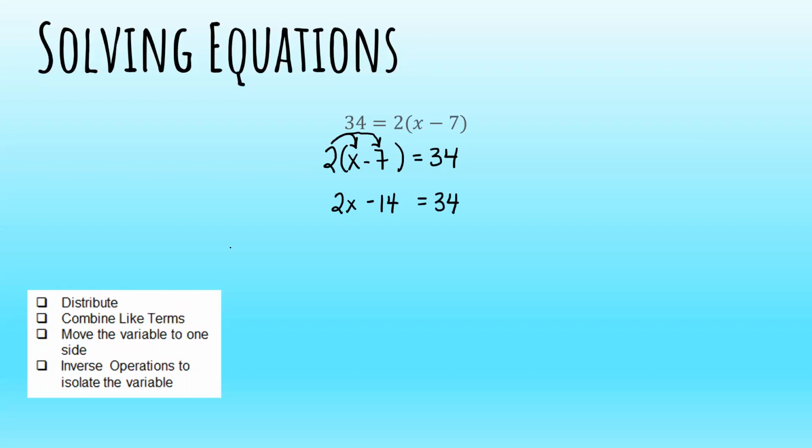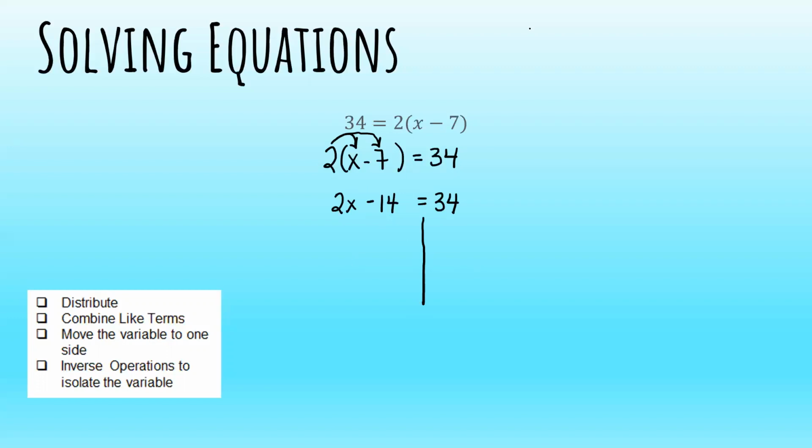Next, we want to combine like terms. There are no like terms here. We want to move the variable to one side. It's already on one side. I'm just going to do it with this one, and then hopefully you'll realize how to identify sides. Where the equal sign is, I drew a line so we know that we have our left side and our right side. All my variables that I'm solving for are on my left side already, so I don't need to do anything else. Now we want to do our inverse operations.